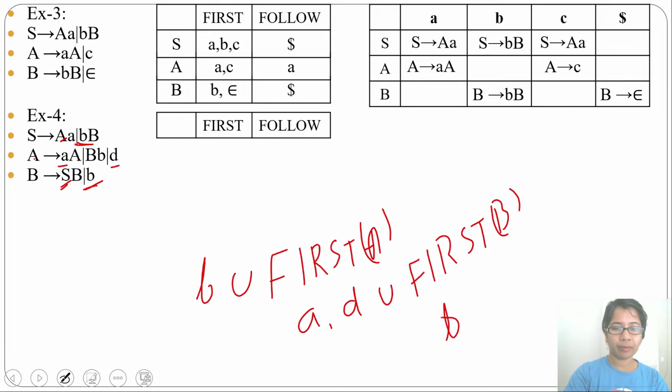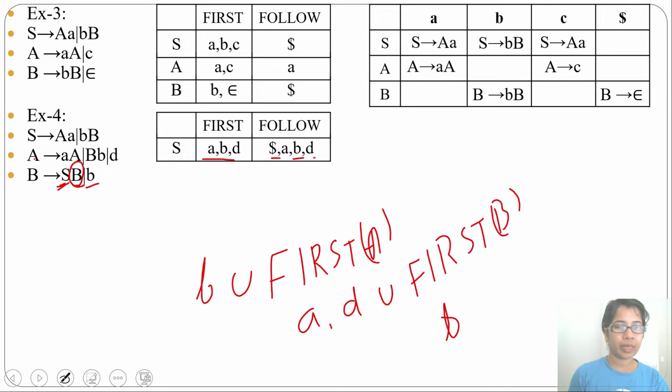Now we got A, D, B as first of S, and what will be follow of S? Follow of S will be first of B. What is first of B? First of B will be B and first of S. So first of S we already found, that is A, B, D. Now first of A will be A, B, D and follow of S will be dollar, A, B, D.